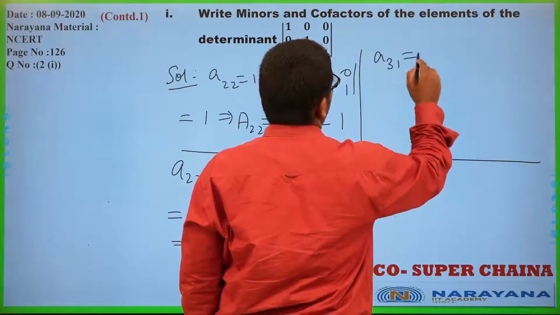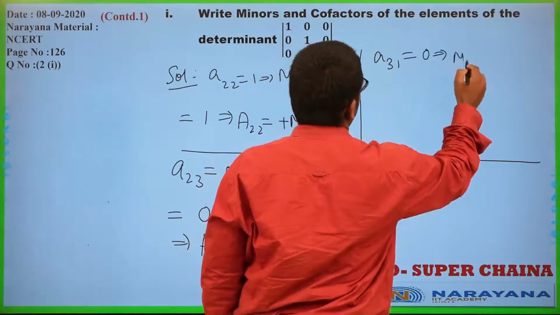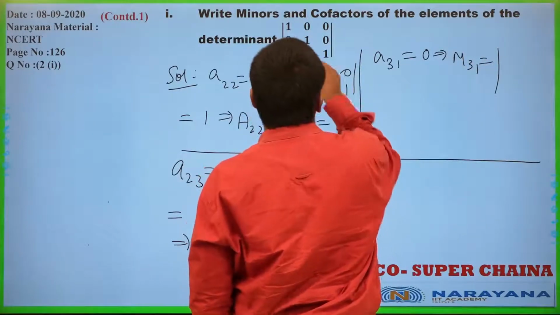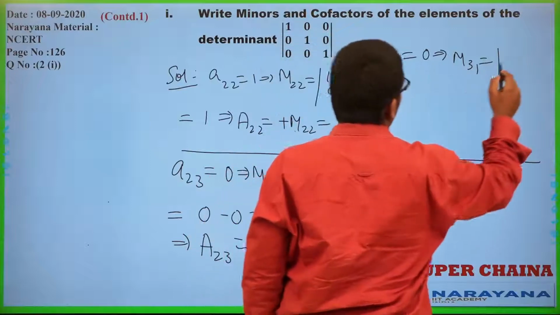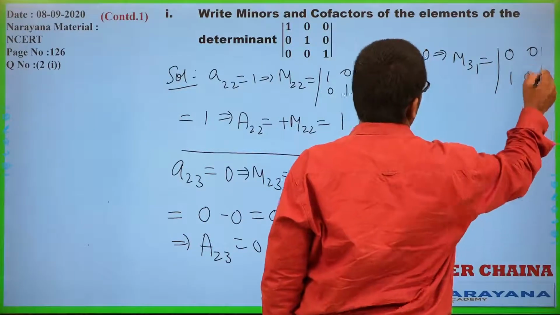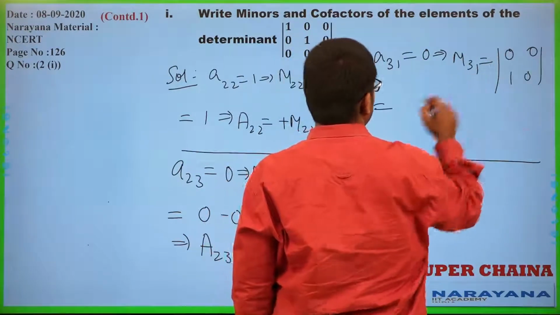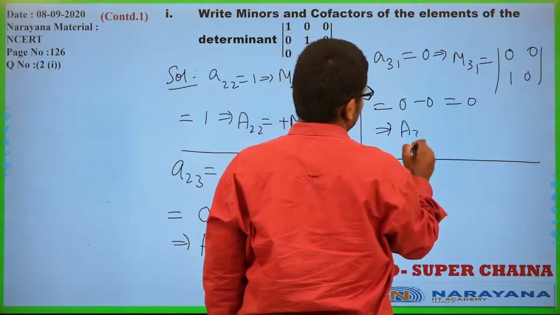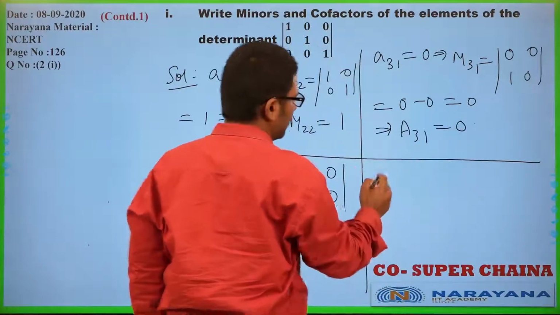A31 is the element 0, which means M31 is the determinant. See, 31. So leave this row, this column. So 0, 0, 1, 0, 0, 0, 1, 0, right? Which is clearly 0 minus 0 again, which means capital A31 is again 0, right?